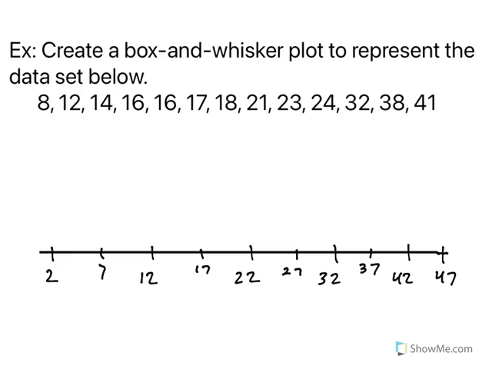Let's do it. So we're going to create a box and whisker plot to represent the data set below. Again, we need the 5-number summary. These are in order least to greatest already. If they're not, that is by far your first step. So once we have it least to greatest, we know my minimum is 8. My maximum is 41. So those are 2 of the 5 numbers we need.